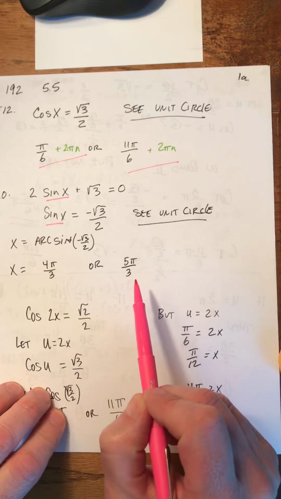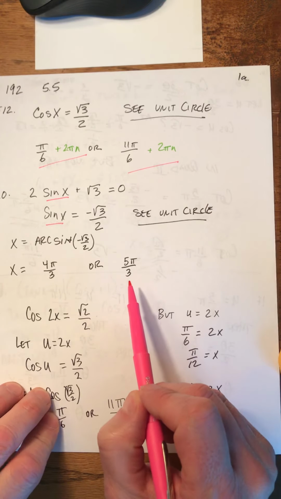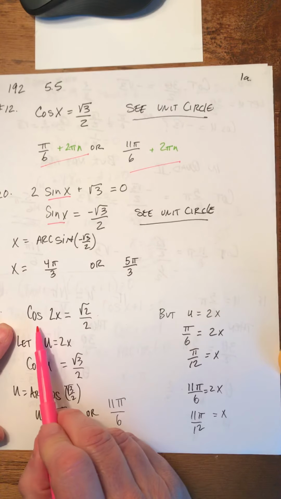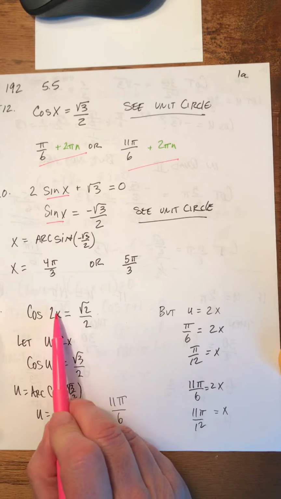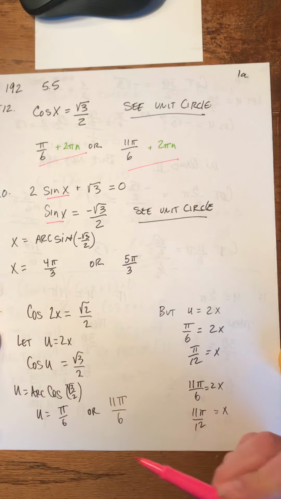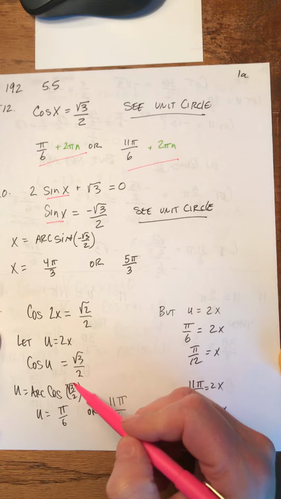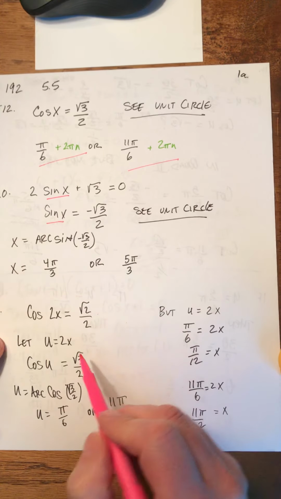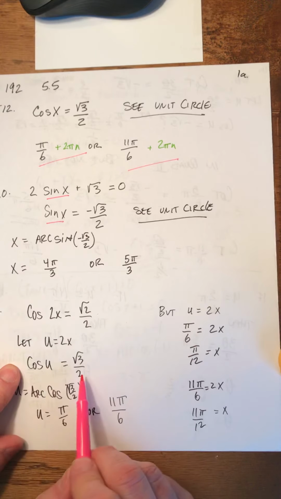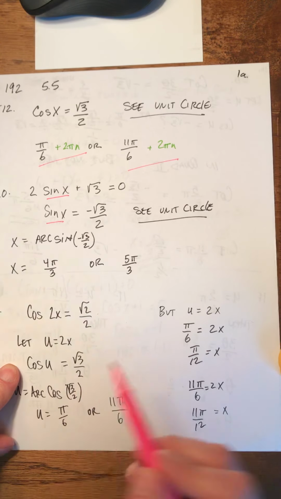I would suggest that you do these over again. If you want to pause the video now, that would be a good idea. Number 26, same kind of problem, except that it wants the value of x and the angle is 2 times x. So what we do sometimes is use what we call a dummy variable, and this happens in calculus a lot. We'll say let u equal 2x, and let's solve this equation instead, and then we'll figure out what x is later.